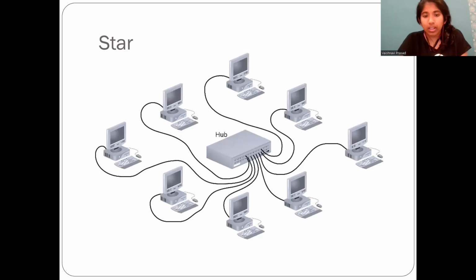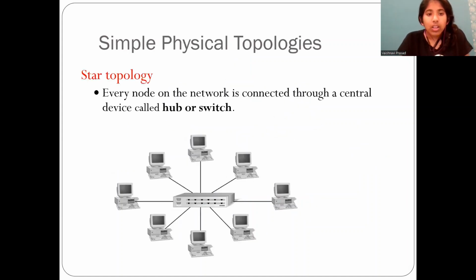Next is the star. As you can see, in star topology, it forms a star structure because a central hub connects all the other components of the network. Every node on the network is connected to a central device called a hub or switch. Here, you can use either a hub or a switch. The only difference between those is that a switch contains more ports compared to a hub, which generally contains 2 ports.